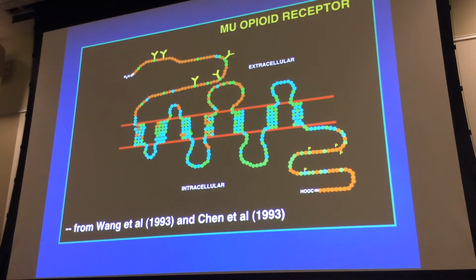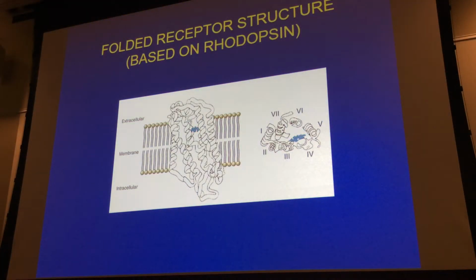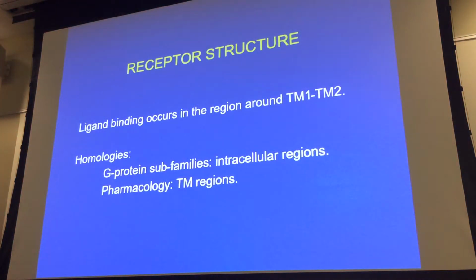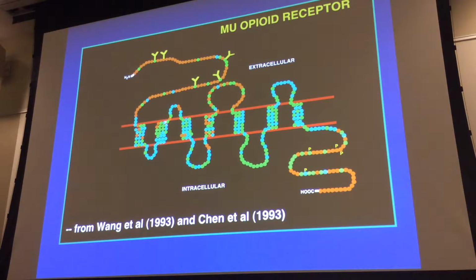And it illustrates what's going on. What's really happening is that the receptor is coiled in a very specific way, and here are the 7 transmembrane regions of rhodopsin, which are all coiled in a very specific way to allow the receptor to have its function. And what they learned from this is a couple of things. Number one is that primarily the ligand binding, particularly the agonist binding, occurs in the regions around TM1 and TM2. So here's TM1 and TM2, and most receptors, not all, but most receptors have their ligand binding site right in here.